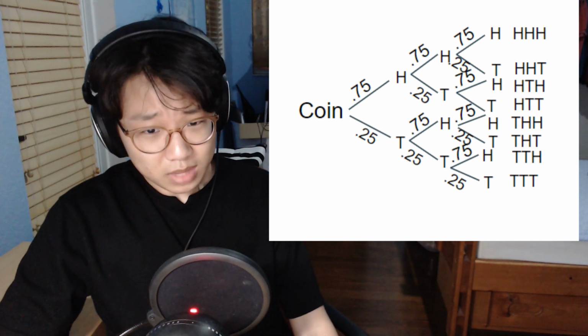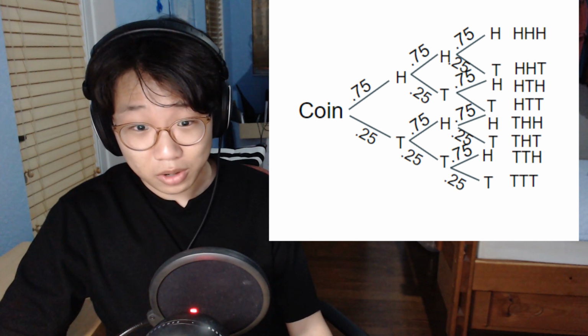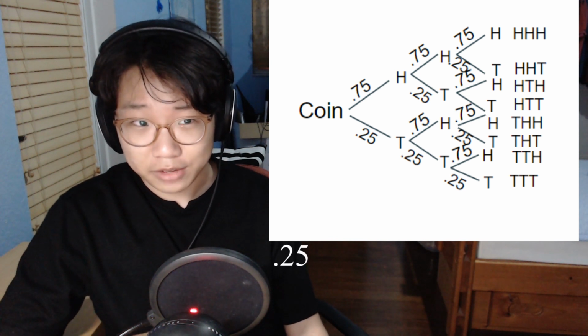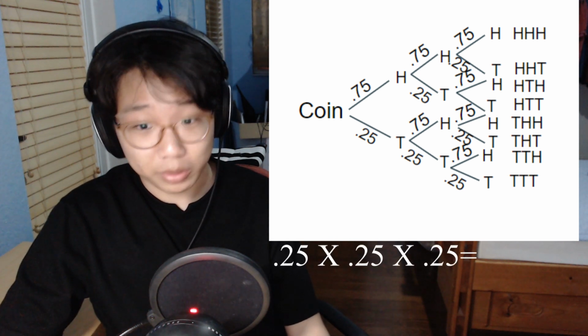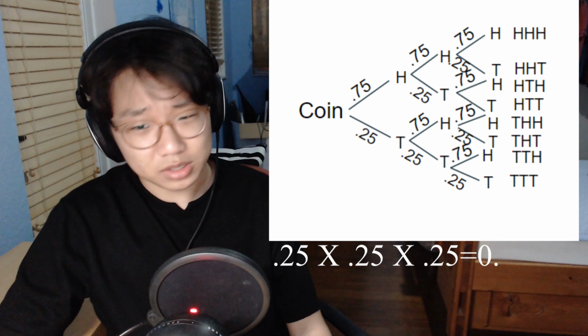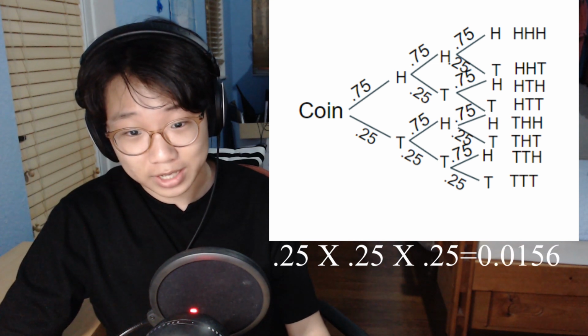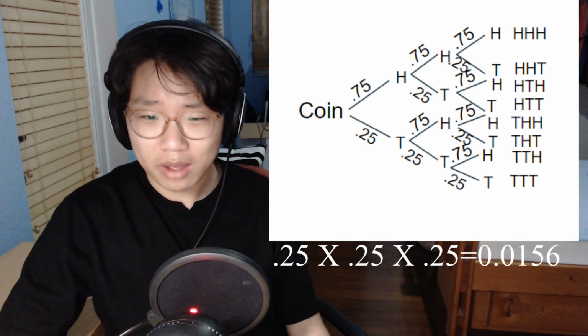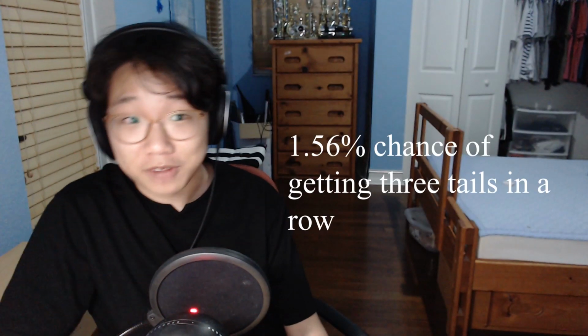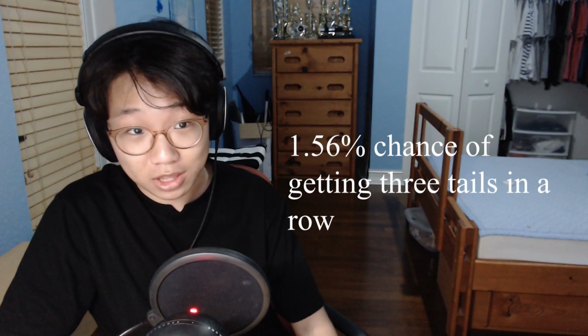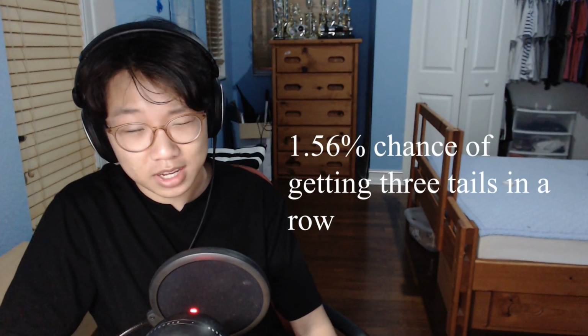So the probability of getting 3 tails in a row is 0.25 times 0.25 times 0.25, which is a 0.0156 chance. So you would have a 1.56% chance of getting 3 tails in a row in this rigged coin flip.